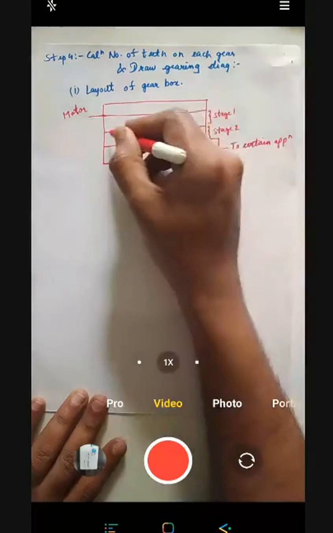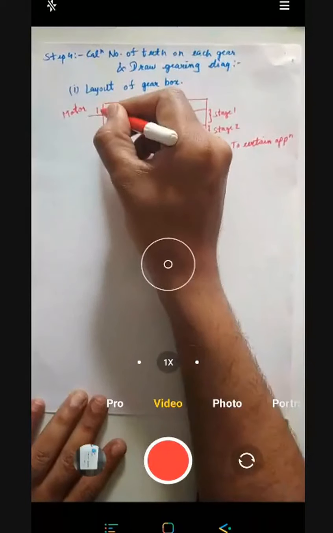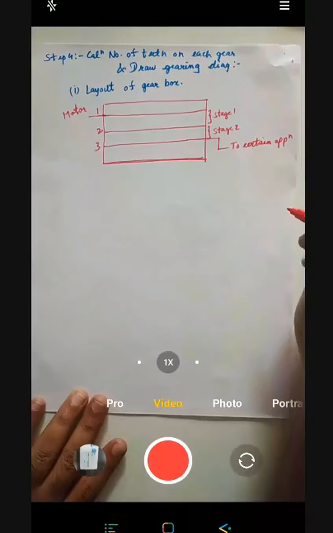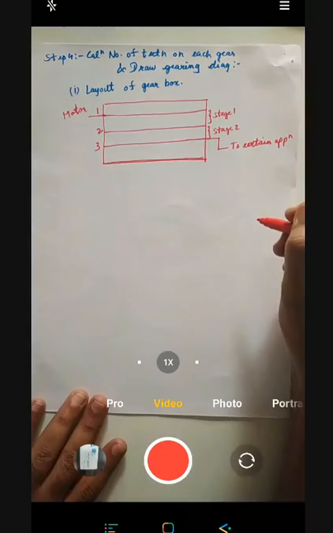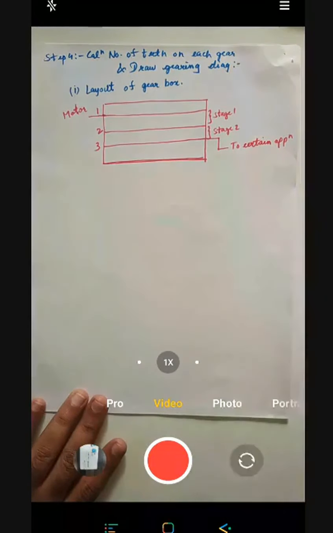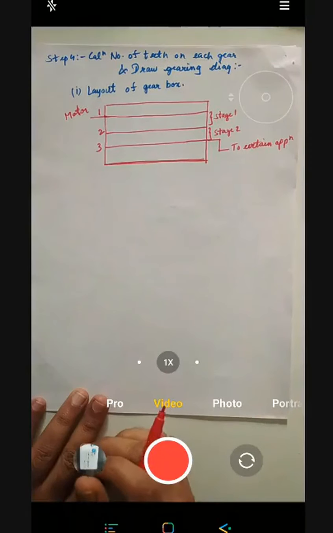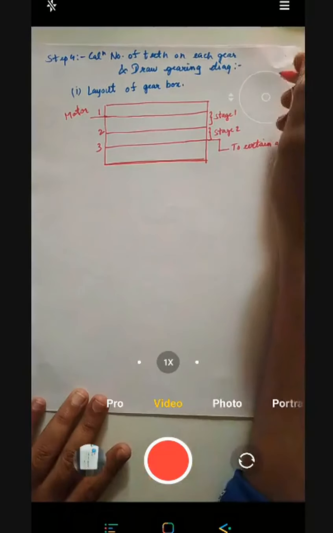Shaft number 1, shaft number 2, shaft number 3, stage 1, stage 2, output, input. Right? Now we have to decide how many gears to be placed in stage 1, how many gears to be placed in stage 2. Right? Am I audible to everyone?